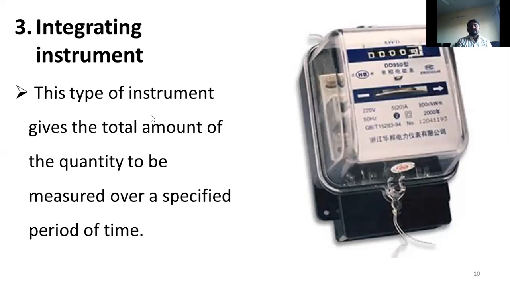Okay, so these are the 3 types of secondary instruments. One is indicating instruments, the second is recording instruments, and the third is integrating instruments. So our main aim is to, what is the title of this chapter?